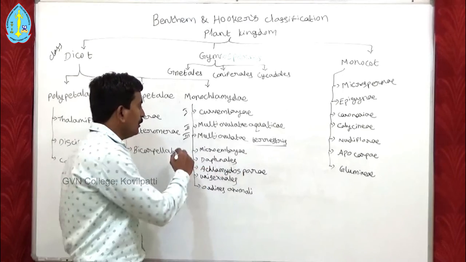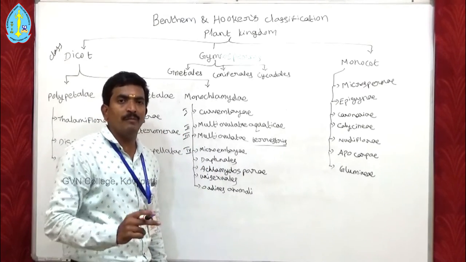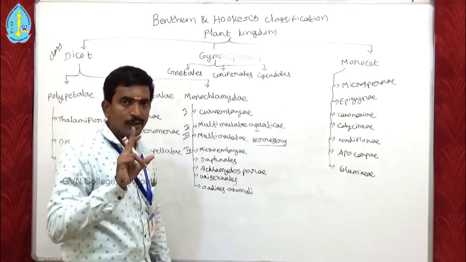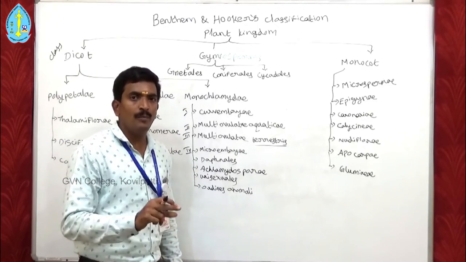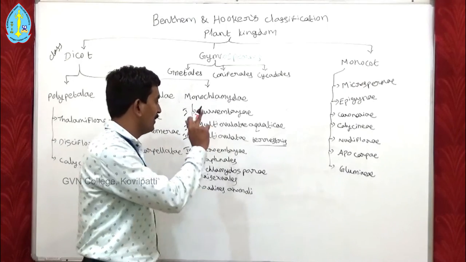And the fourth series is Micrembryae. Micrembryae means a very minute embryo. Only a single embryo is present, and that embryo is very, very minute. Those plants are considered under the series Micrembryae.